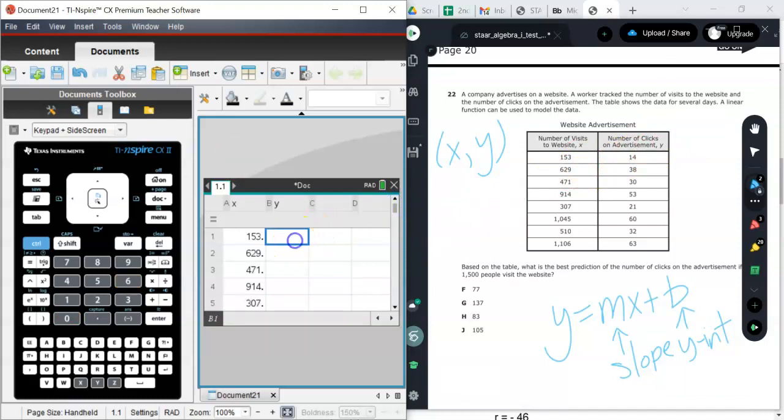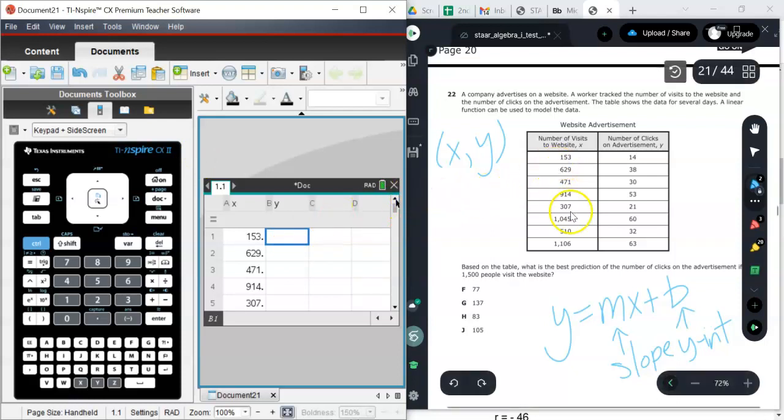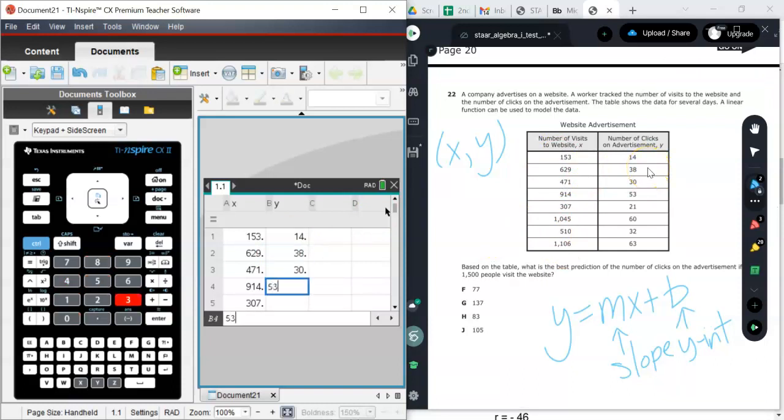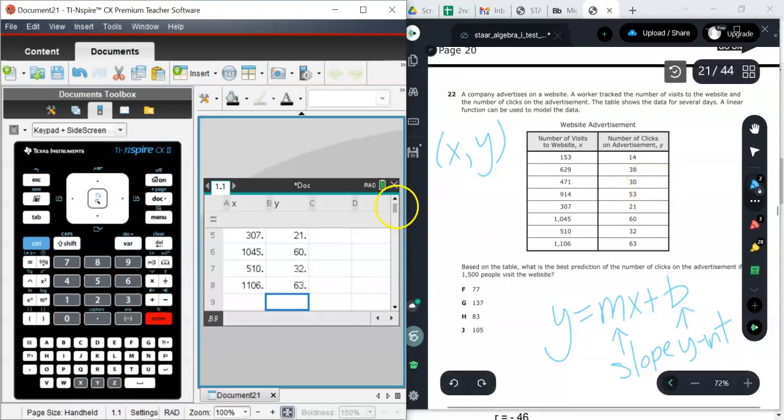And the nice thing about this is we don't have to put these in numerical order. We just have to make sure the X's and Y's match up. So over here in the table, do you see how you go from 1045 down to 510? It jumps all over the place. You don't have to put those in numerical order. You just enter them exactly as they appear. So we've got 14. Now I'm doing this column. These are my Y values: 38, 30, 53, 21, 60, 32, 63. So now I've entered all of my X's and Y's.